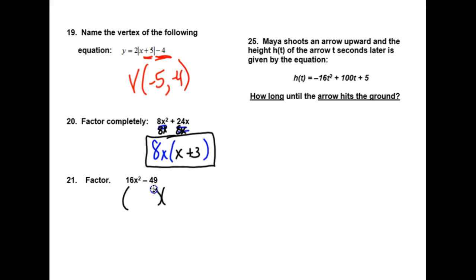All right, this is a difference of two squares pattern, where they're both perfect squares, so you're going to square root each of them. The square root of 16x squared is 4x.